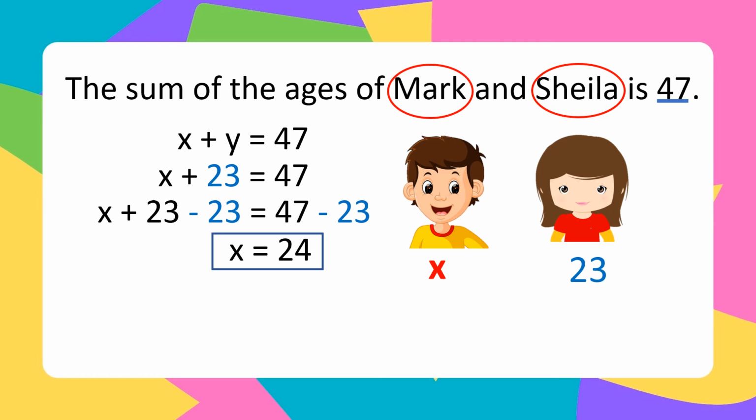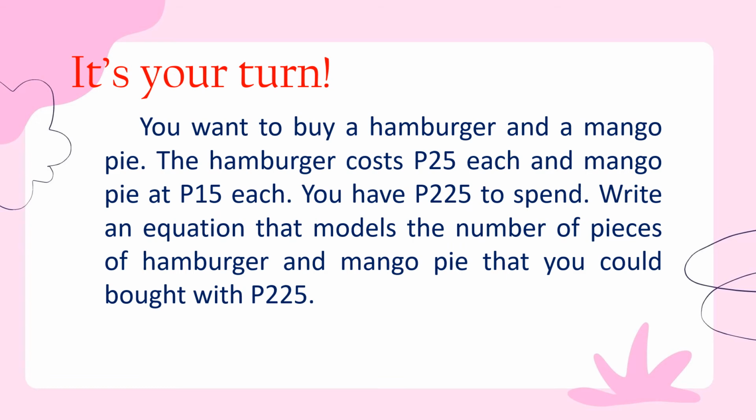Now let's check whether our answer is correct. It says from the given problem that if we add their ages together, it will give us a sum equal to 47. Do you think our answer is correct? Okay, let's see. 24 plus 23 is equal to 47. Okay, so our answer now is correct. And now, this is your turn to solve this problem.